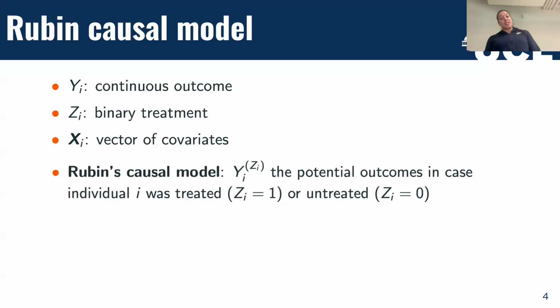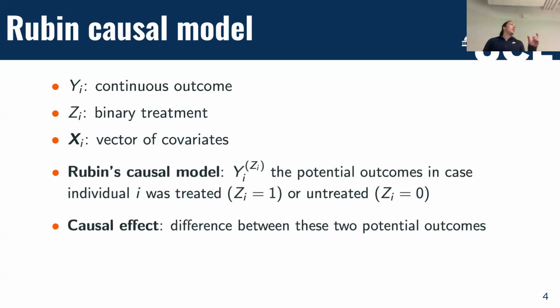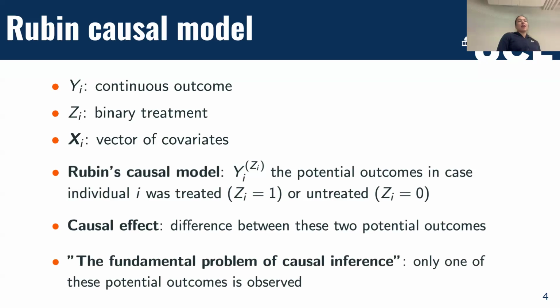In the potential outcome framework, for every individual you're going to have two potential outcomes. Y_i(1) would be the outcome if individual i was treated, if they received the treatment, and Y_i(0) would be the outcome given that the individual was not treated. So then the causal effect would simply be the difference between those two potential outcomes. But the problem, known as the fundamental problem of causal inference, is that only one of these potential outcomes is observed.